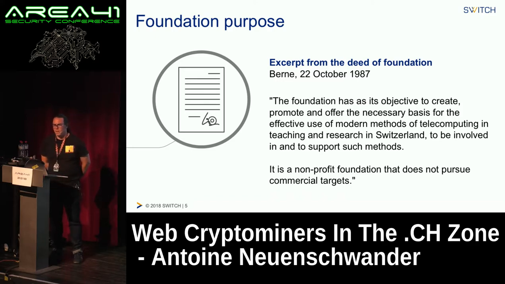nowadays we have about 68 universities at different levels. So you have the Federal Institutes of Technology, you have the universities on the canton level, then you have universities of applied sciences, you have some private universities, and so on. And all of these organizations had the same requirements to be able to exchange data between one another. And instead of doing that all by themselves, they decided, with the support of the Federation, to pool resources together and to create Switch, which is the goal of the foundation.